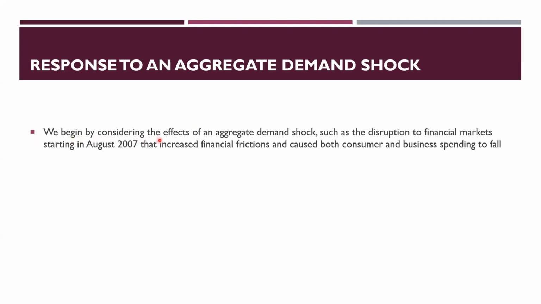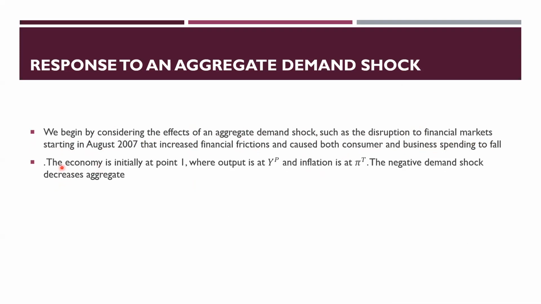So we begin by considering the effects of an aggregate demand shock, such as the disruption to the financial markets starting in August 2007, that increased financial frictions and caused both consumer and business spending to fall. This is a demand shock because it affected aggregate demand. So the economy is initially operating at point 1, where output is at YP and inflation is at pi T. Remember, YP is your potential level of output, full employment. Pi T is the targeted inflation rate. So the negative demand shock decreases aggregate demand.